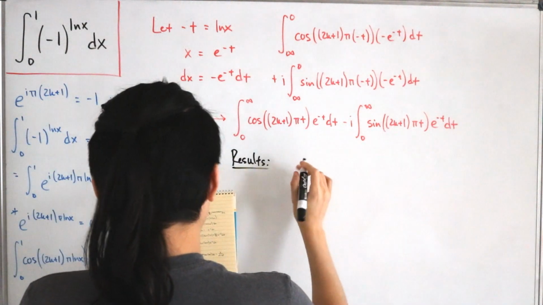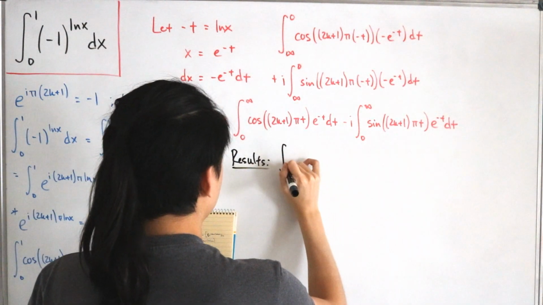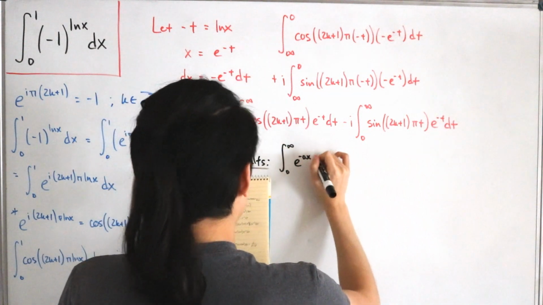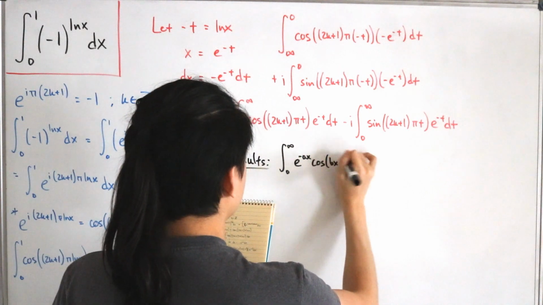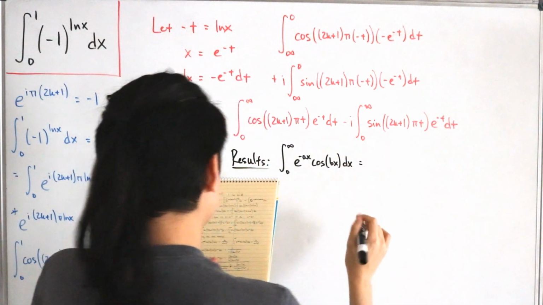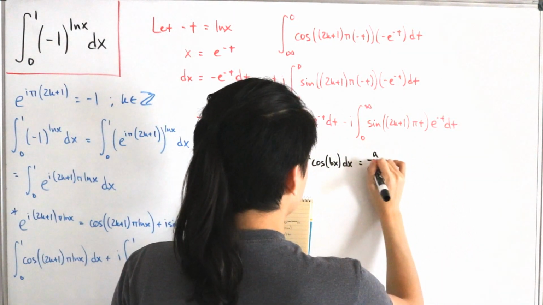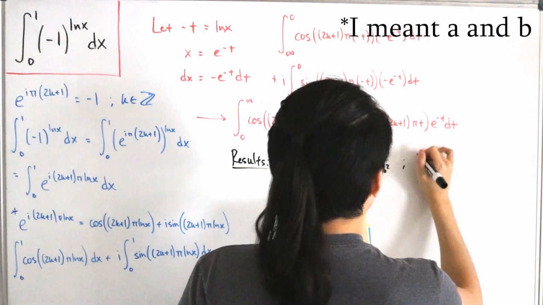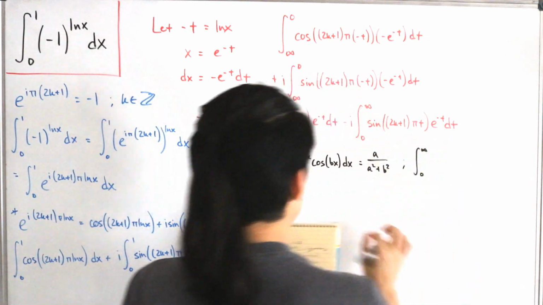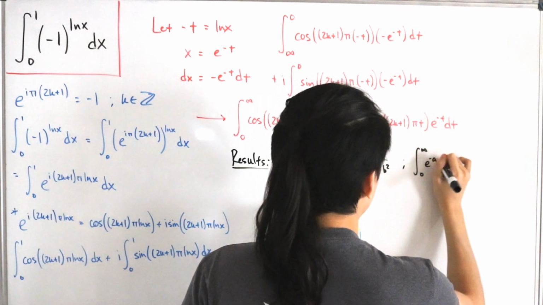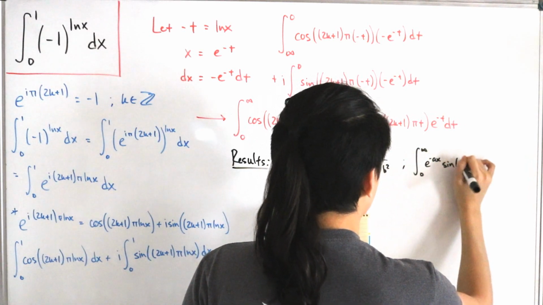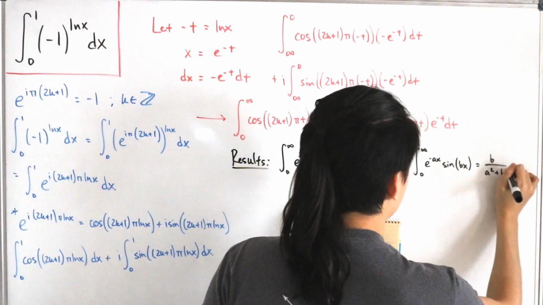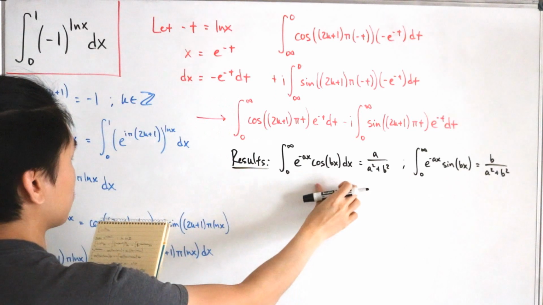Result: the first integral we're going to be using is an improper integral. The integral from 0 to infinity of e to the power negative a times x, times cosine of b times x, dx, is going to equal a divided by a squared plus b squared. a and b can be any numbers of your choice. And the other one is the same integral, but with sine: e to the negative ax times sine of bx is going to equal instead b divided by a squared plus b squared.